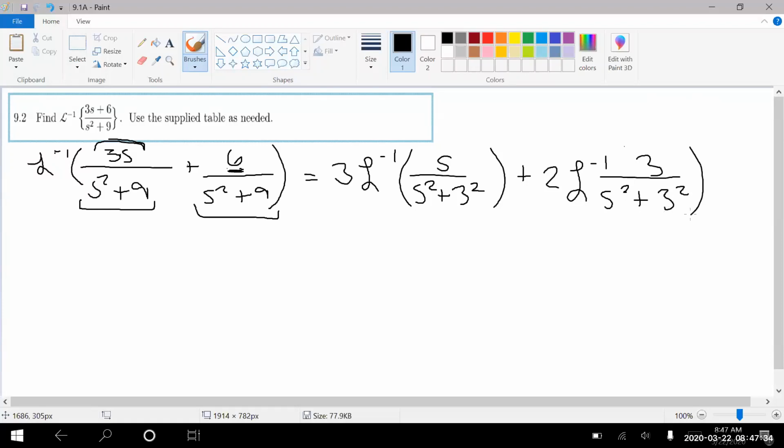So hopefully this is looking a lot more like your table entries. I do recommend getting really familiar with the tables and getting a better feel of how to use them before you try to use them on the test.